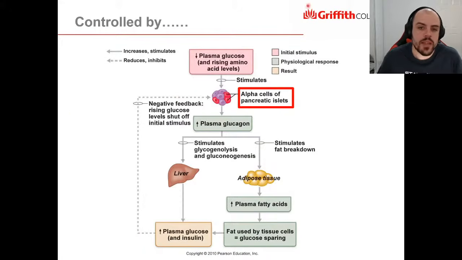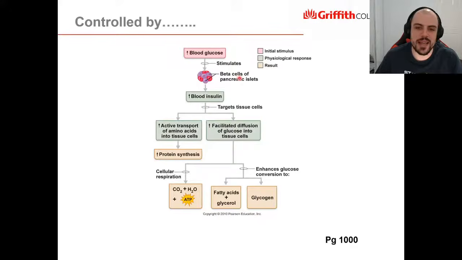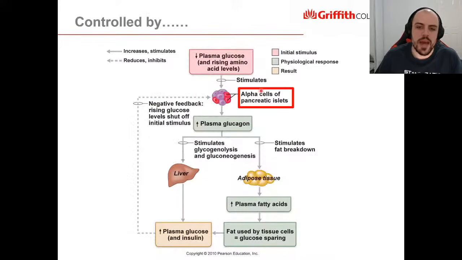So again, looking at this graph here, if we have a decrease, a lowering of these plasma glucose, what that's going to do is that's going to trigger the alpha cells. Okay, please don't get that muddled up. That's a common thing. A lot of people get beta and alpha muddled up. Beta cells are insulin. Alpha cells are glucagon.